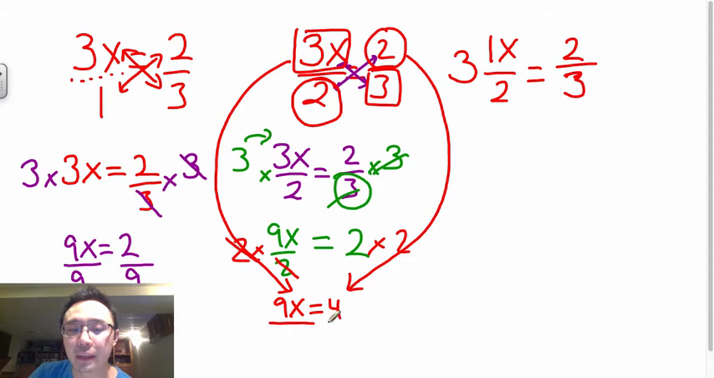Now my final step is right now you have 9x. I need one of them, so I need to get rid of the 9. Get rid of the 9 by doing it to the other side. x is equal to 4 over 9. Simple as that. Okay, so fractions, nothing to be scared of.